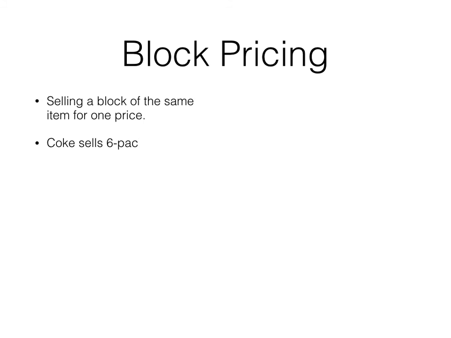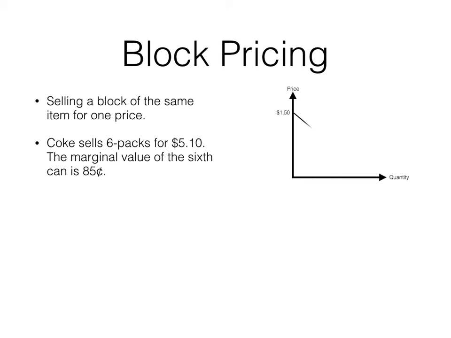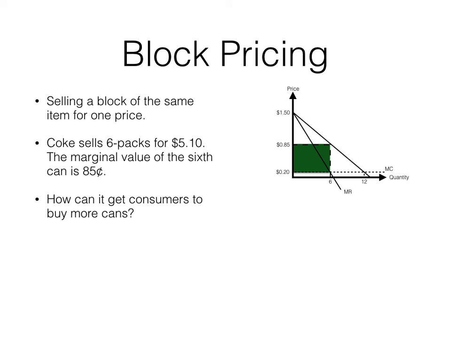Another thing we look at is block pricing, and this is selling a block of the same item for one price. Now this is similar to bundling. Bundling happens to be different products. Block pricing is a similar product. So if you look at something like Coke, Coke will sell a 6-pack for $5.10, and we'll see that the marginal value of the 6th can is 85 cents. So if you're looking at what people would buy, a 6-pack is simply one way if Coke can sell a block of goods. Instead of selling them individually, they simply put them in a 6-pack and sell them 85 cents each, or $5.10. But how do they get consumers to buy 6 more cans?